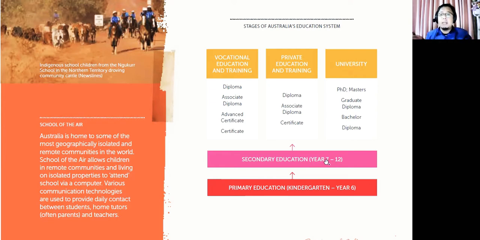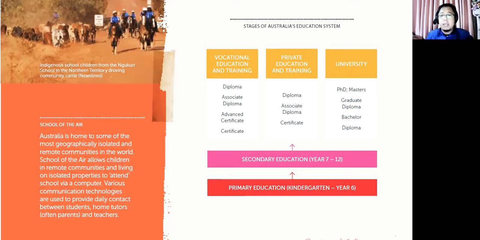Kemudian setelah tamat SD, masuk ke tingkatan ini. Ada vocational education and training, ada private education and training, kemudian ada university. Nah, kalau kita biasanya, di sini ada junior high school, kemudian ada senior high school. Jadi, kalau kita SMP 3 tahun, ditambah juga SMA 3 tahun, jadinya kita 6 tahun.